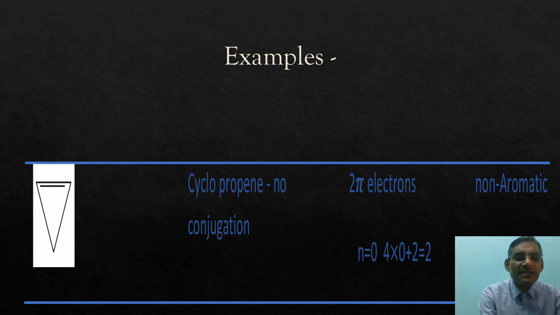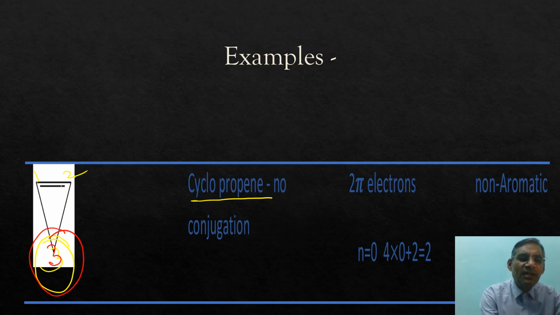See, this is cyclopropene. Suppose this carbon is 1, this is second, and this is third. This first carbon is having a double bond and a single bond. The second carbon is having a double bond and a single bond. What about this third carbon? This third carbon has no conjugation, no pi bond is there. Since there is no conjugation here, this can't be aromatic and this can't be anti-aromatic. This will be non-aromatic.